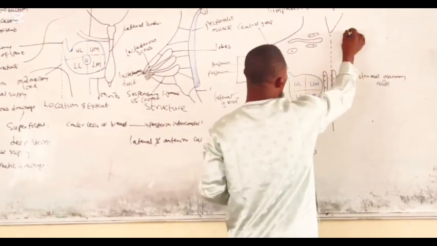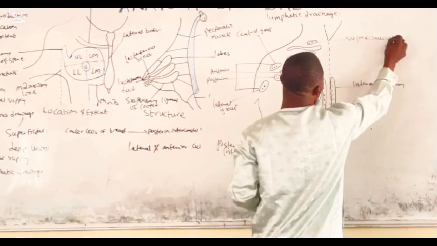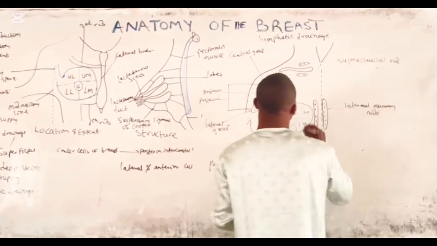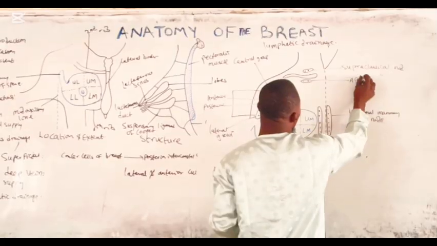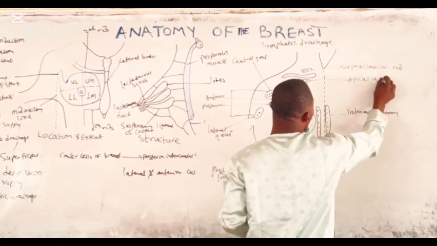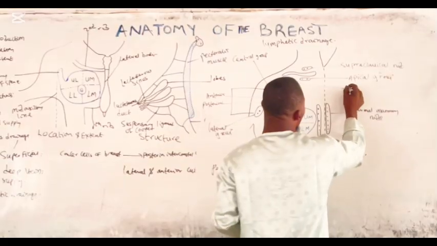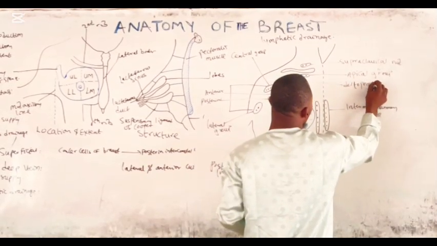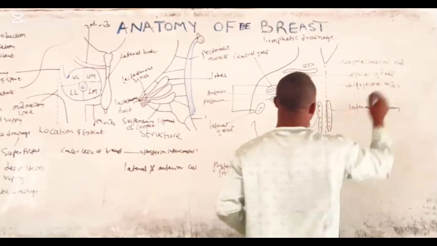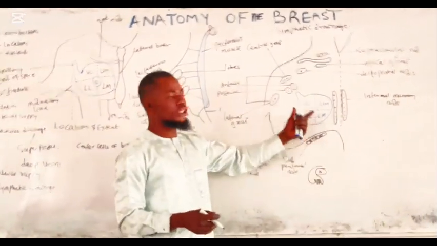There is also the supraclavicular node. There is the apical group node, as well as the deltopectoral nodes. These are the lymph nodes that receive the lymph from the breast.